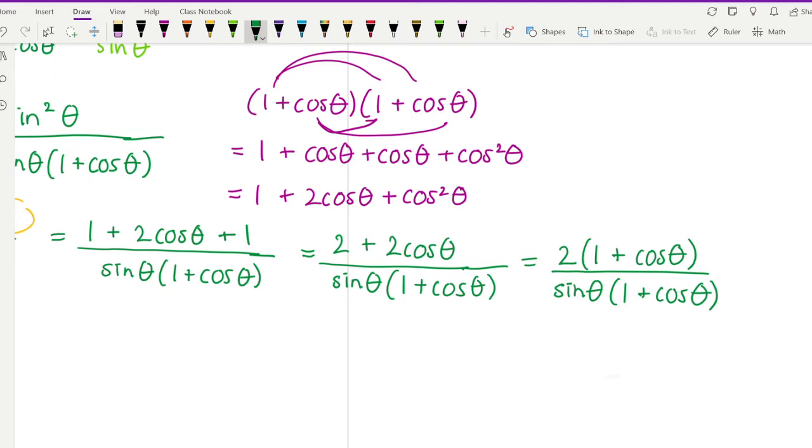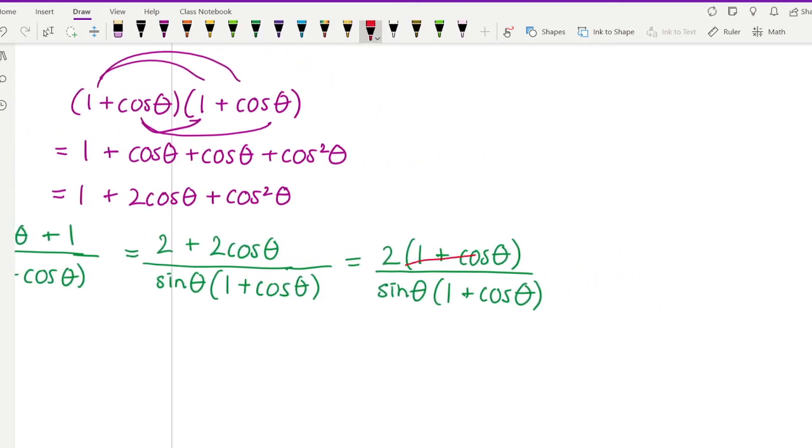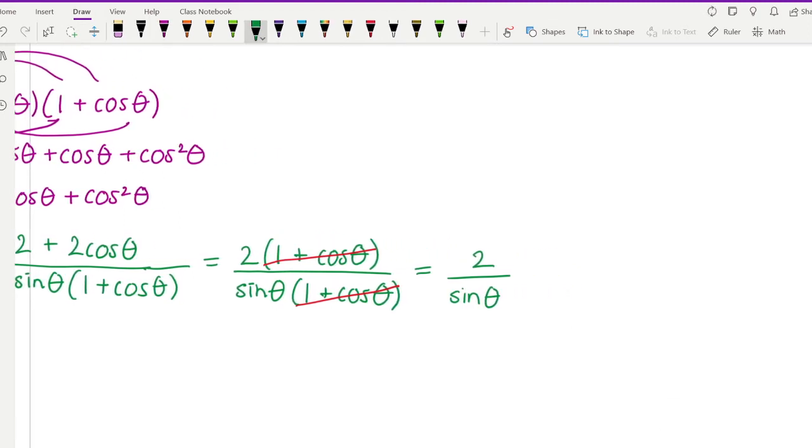And now we're pretty much there because now we can cancel out this common factor of 1 plus cosine of theta. And so we're left with 2 over sine of theta. And so, that is an okay answer, but in general, in your final answer, you want to not use fractions if possible. And so what's another way of saying 2 over sine of theta? That's the same thing as 2 times cosecant of theta, right? Because cosecant is the reciprocal of sine. It's 1 over sine. So 2 over sine of theta is the same as 2 times cosecant of theta. And that is our final answer.